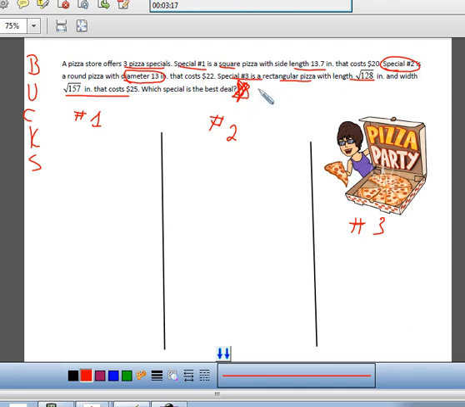Now, before we get going any further, let me put a star here, copy this down. We are going to find the area of each pizza, then find the square inches per dollar. Inches squared per dollar. Now you might be saying, well, Mr. Decker, isn't that backwards? It is kind of backwards from what we're used to.